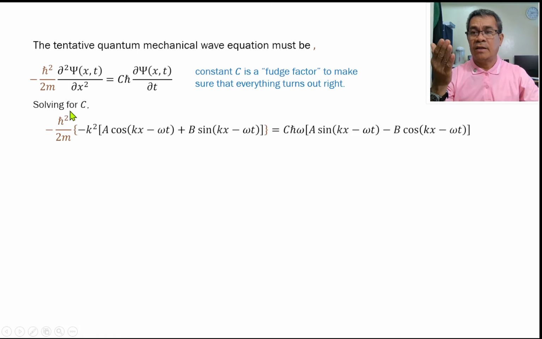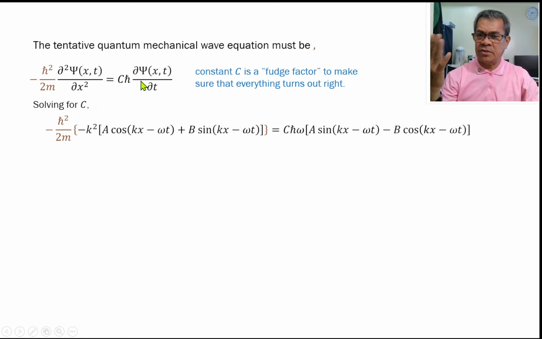Solving for C, we can do it by substituting the value of the second order derivative of the wave function with respect to position, and substituting the first order derivative of the wave function with respect to time. This is what we did previously. The second order derivative of the psi is with respect to the position, and this is the first order derivative of the psi with respect to time. So therefore, substitute it here.